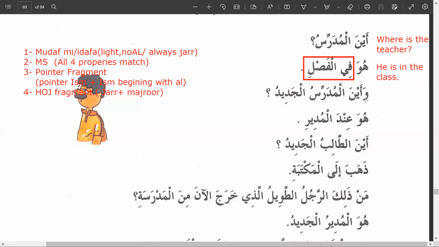Now, wa ayna al-mudarrisul jadidu? And where is the new teacher? Jadid means new. Do you see a fragment out of these four types of fragment? Do you see any kind of combination? Ayna is a question word, just leave it.